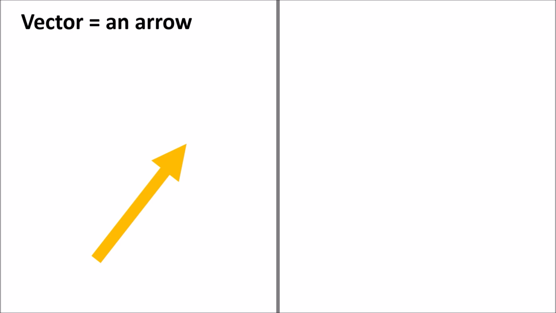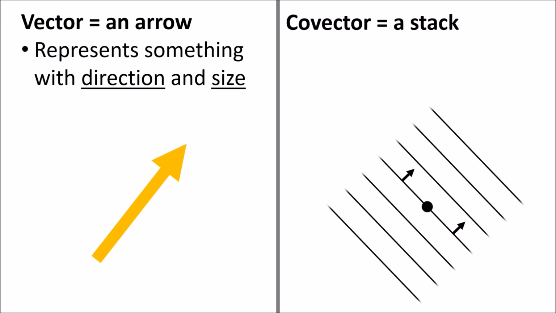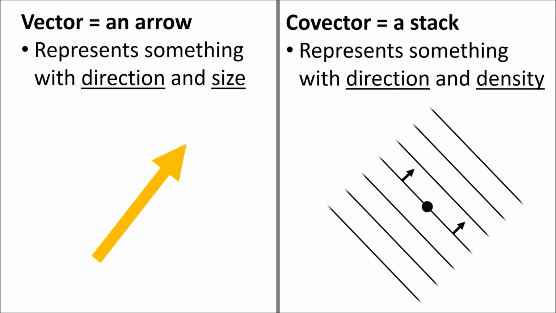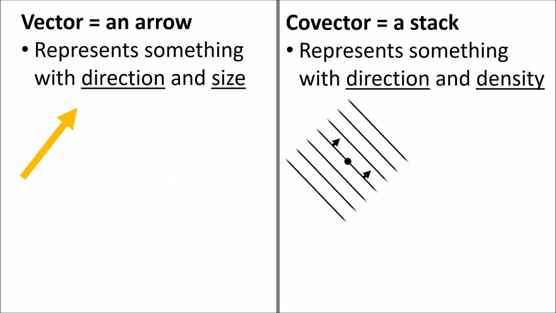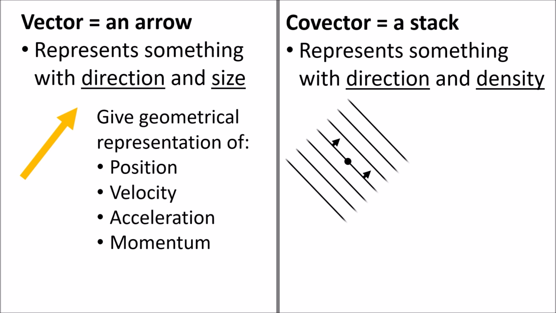So in relativity, a vector is basically like an arrow, and a vector is used to represent something with a direction and a size. Meanwhile, a covector is basically like a stack, and it represents something with a direction and a density. We've already seen how vector arrows can give us geometrical representations of position, velocity, acceleration, momentum, and force, in both 3D space and 4D spacetime.